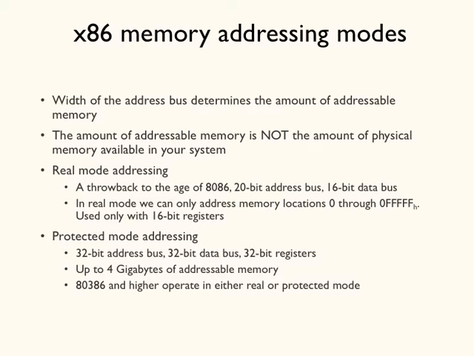So if you have a bigger physical memory, the CPU doesn't know it can exist there. So the amount of addressable memory is not really the amount of physical memory available in your system. The addressable memory is bigger than your physical memory. Like in our current 64-bit architecture, 2 to the power of 64 is a huge addressable space, but usually we don't have physical memory that big.